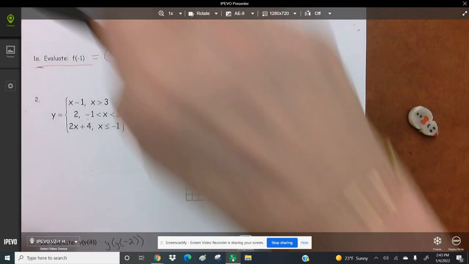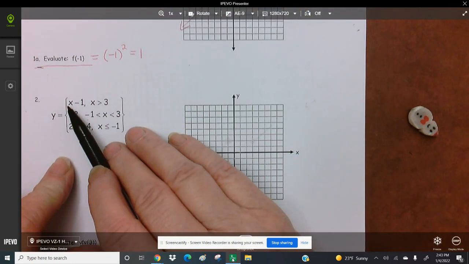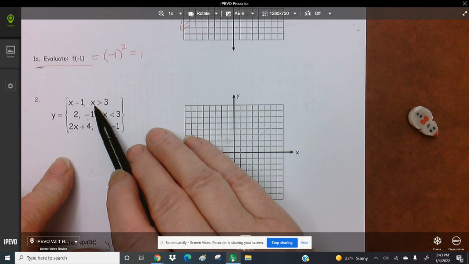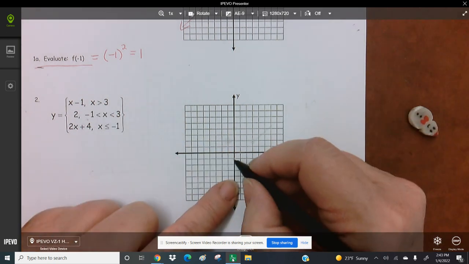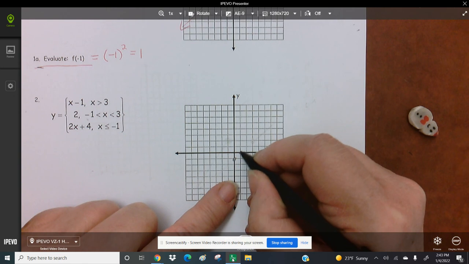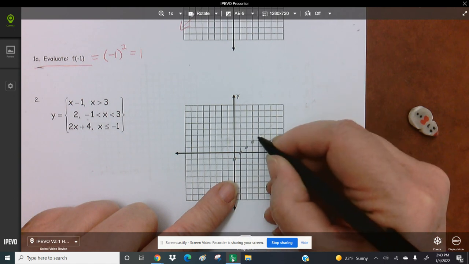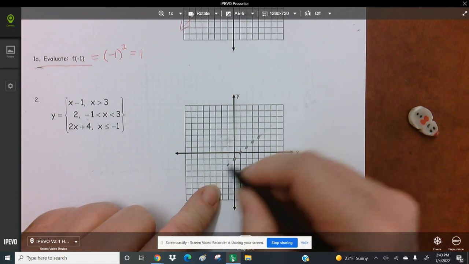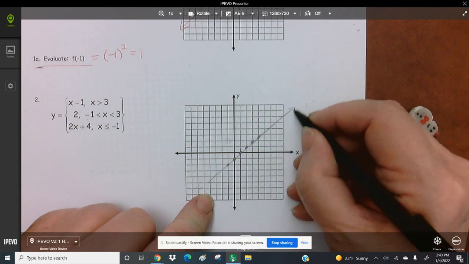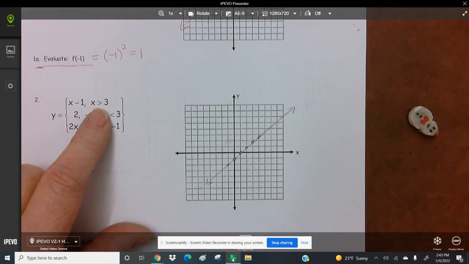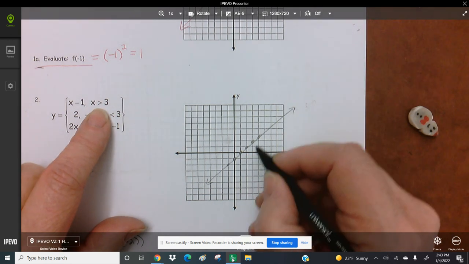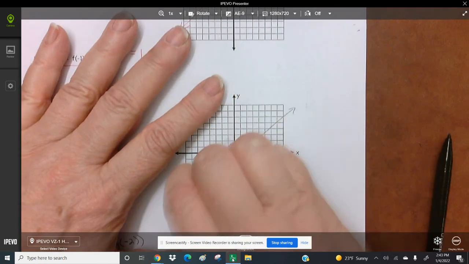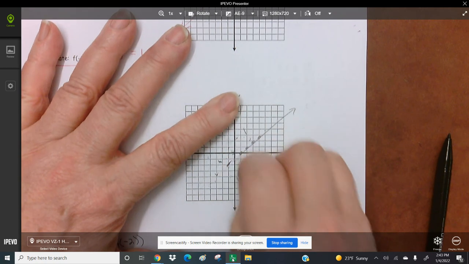Right, so now let's take a look at this second function. So I have x minus 1, but my restriction is x has to be greater than 3. So I would start here at minus 1, and I have a slope of 1, so it would go up like this, or go in the opposite direction, and my function would look like this. But if I have a restriction that x has to be greater than 3, 1, 2, 3, I'm going to erase this part of my graph because it is not valid.